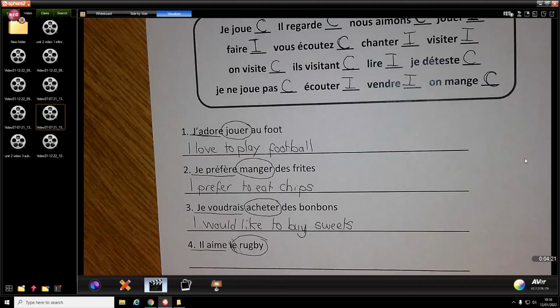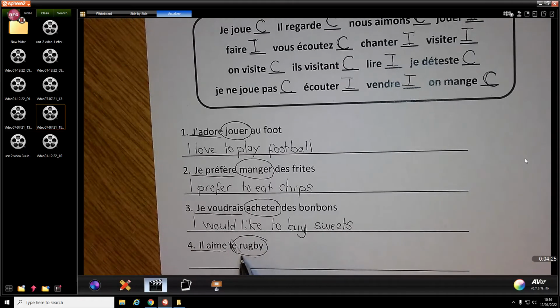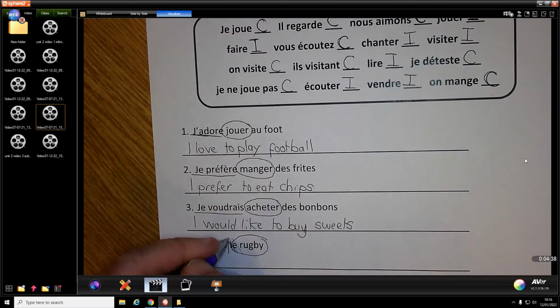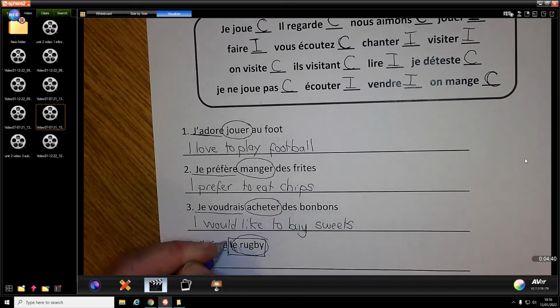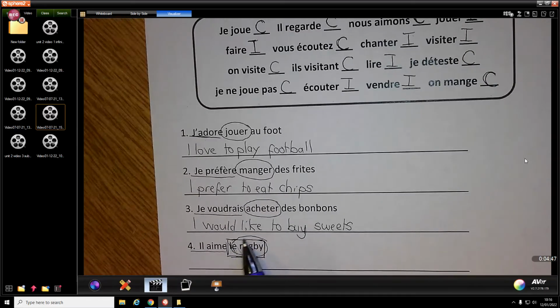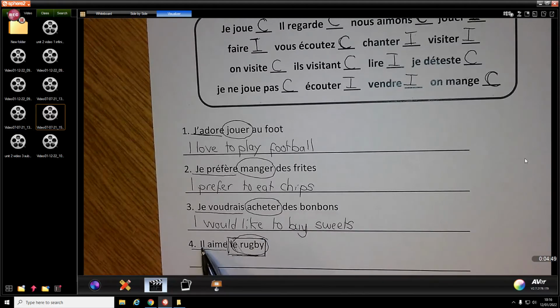Now here I nearly made a mistake, didn't I? Here I nearly circled my noun rugby, thinking that it was following the same pattern as sentences 1, 2 and 3. I nearly fell for my own trick. Let's see what's happening in sentence 4. Here we have il aime le rugby. Le rugby, let's put a square around that, is our sport, it's our noun. Il aime is our verb. We don't have a second verb. We don't have an infinitive here. We just have the conjugated verb, he likes rugby.